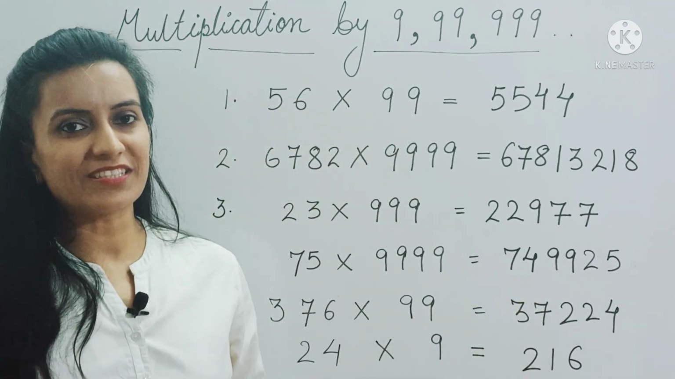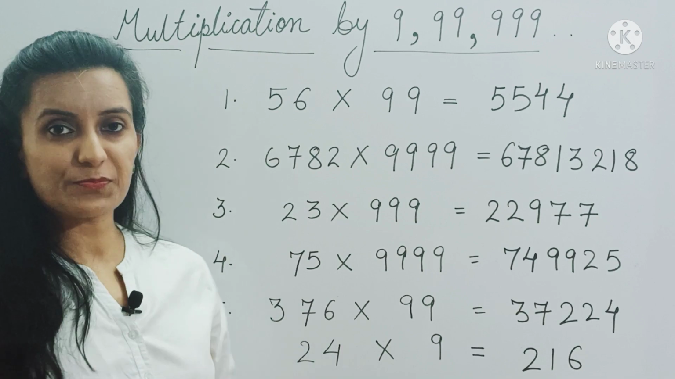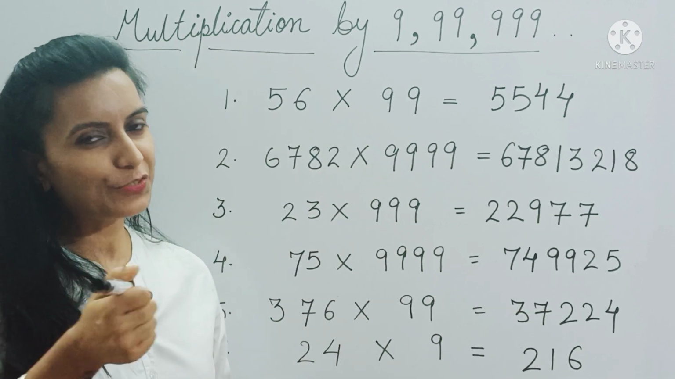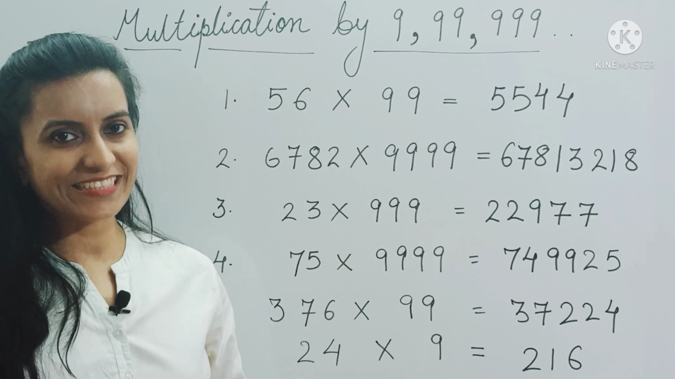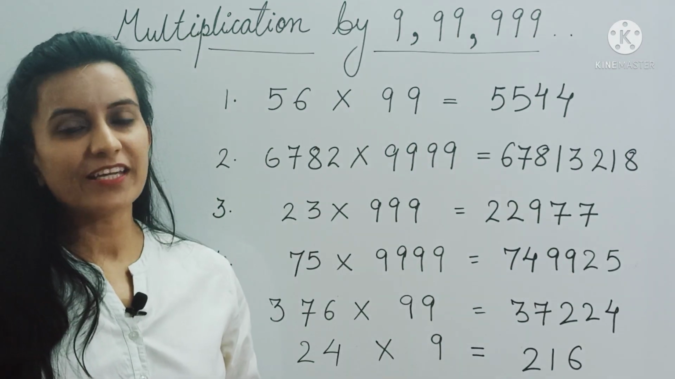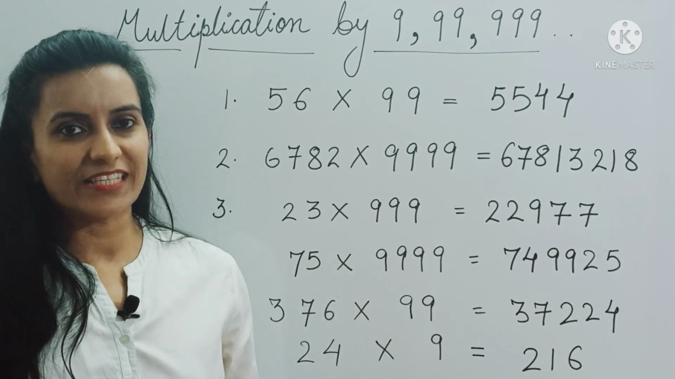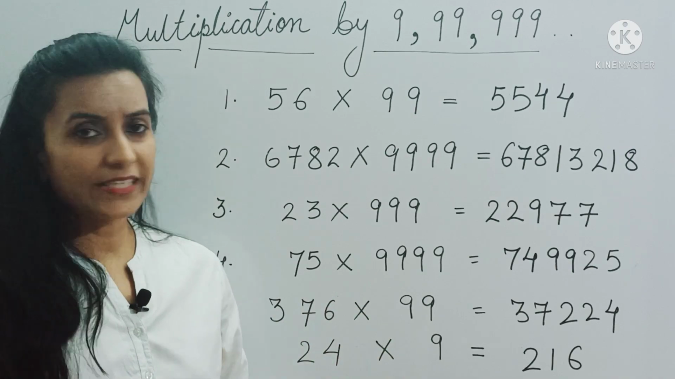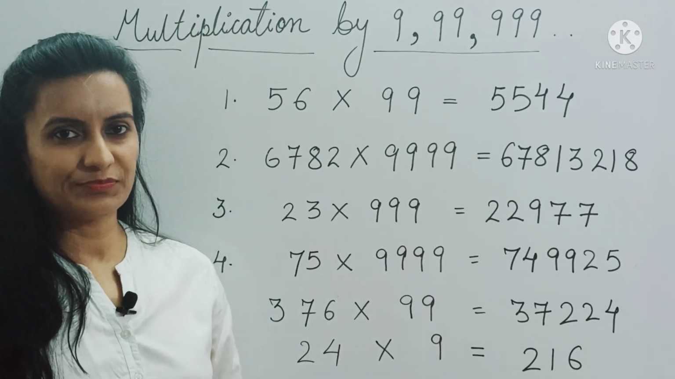Now you must be wondering, how could I do all these problems so fast, isn't it? But don't worry, even you can amaze your friends by learning this trick. So let's learn how to multiply any number by a number having only nines. For example, 9, 99 or 999, etc.